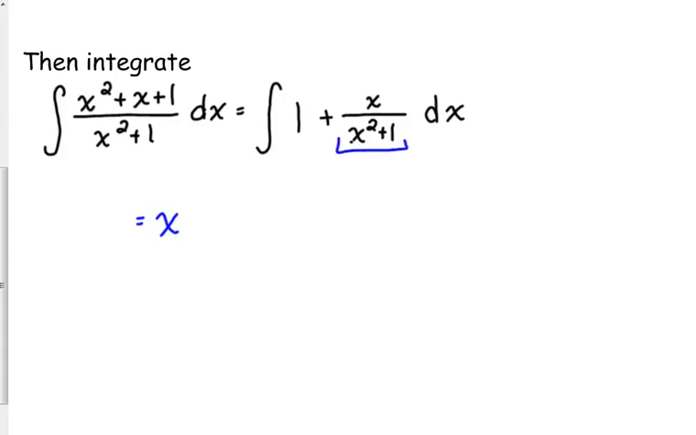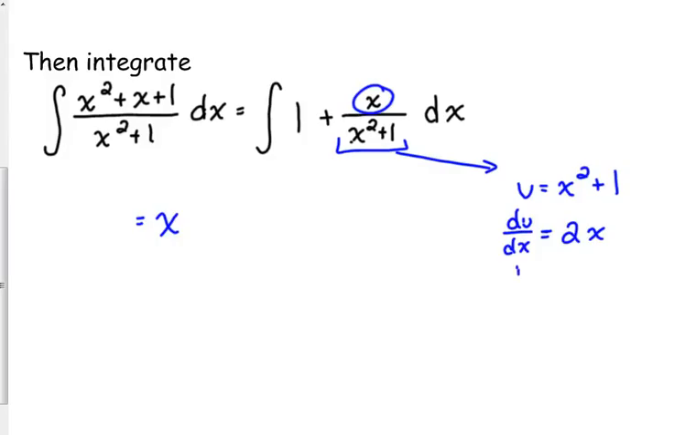Now, for this other part, we've got to do some u substitution. Let the denominator be your u. So du over dx is equal to 2x. I have an x in the problem. I do not have a 2, so I need to move the 1 half. And I move the dx to be with the x. So we have 1 half times the integral of 1 over u du.